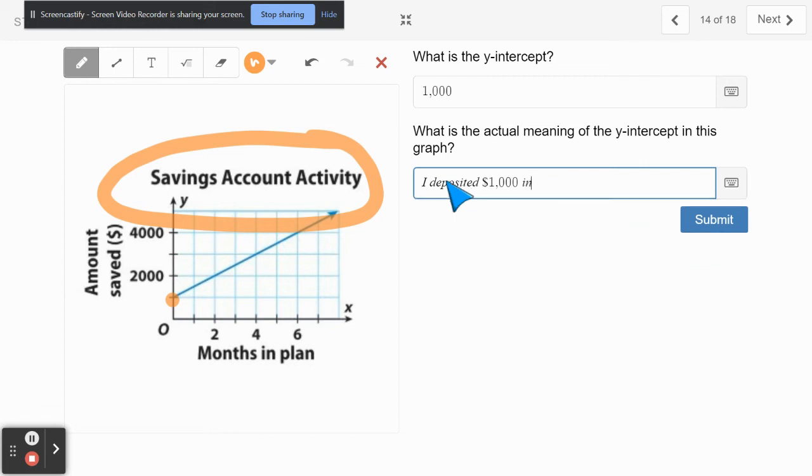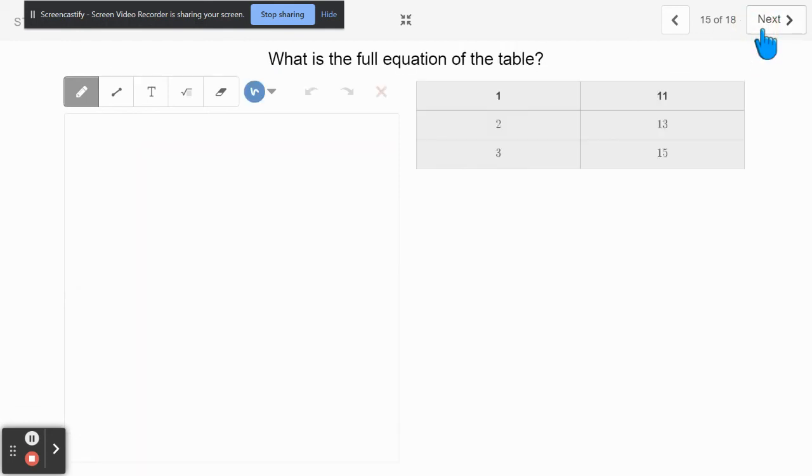Oh, this is weird. It won't let me type. It's got a different weird kind of format on it. I deposited $1,000 into the account. Okay. At 0 when I started it. When started. That's all you have to do. It has a weird format on there. Sorry, guys. All right, let's keep it going.